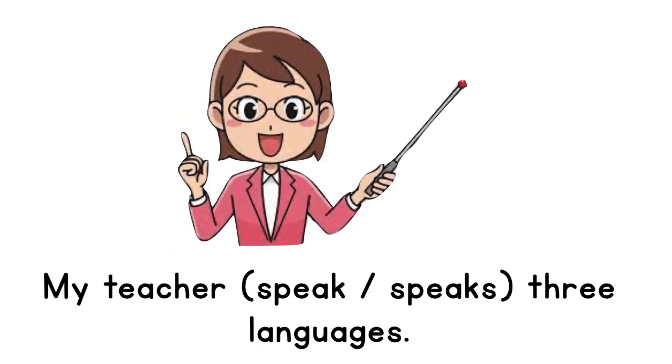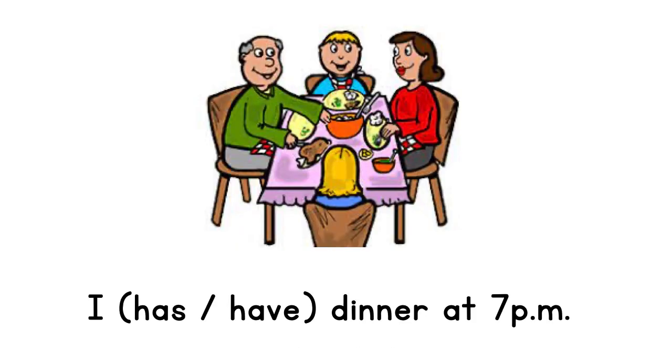Alright? Okay, my teacher speaks 3 languages. So, my teacher, the subject is my teacher. So, how many teacher here? 1. Okay, so it is a singular subject. We have to add S. So, the answer will be speaks. My teacher sini seorang kan. Kalau seorang, okay, kata kerja dia perlu tambah S. Alright, so jawapannya speaks.